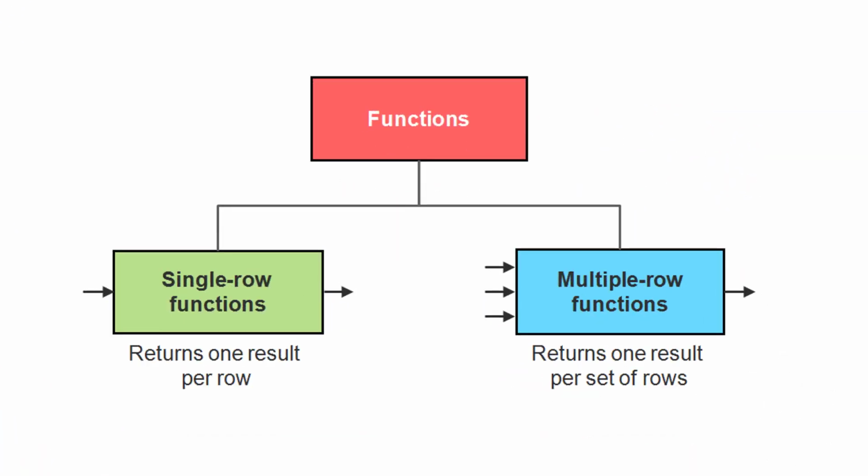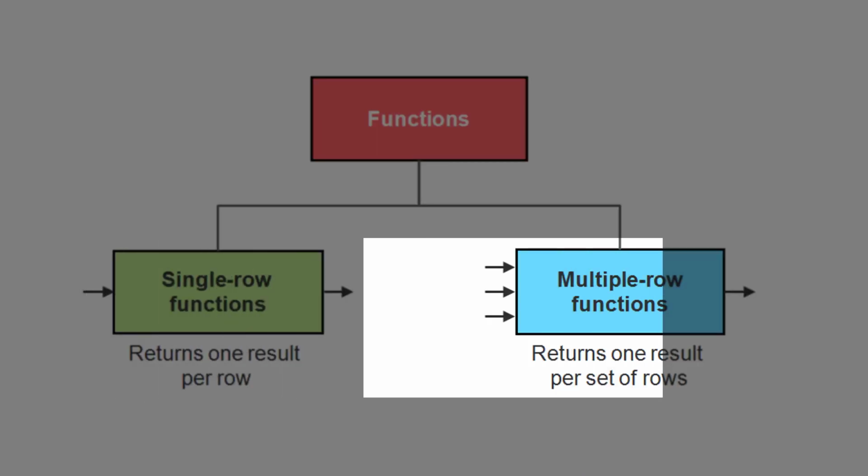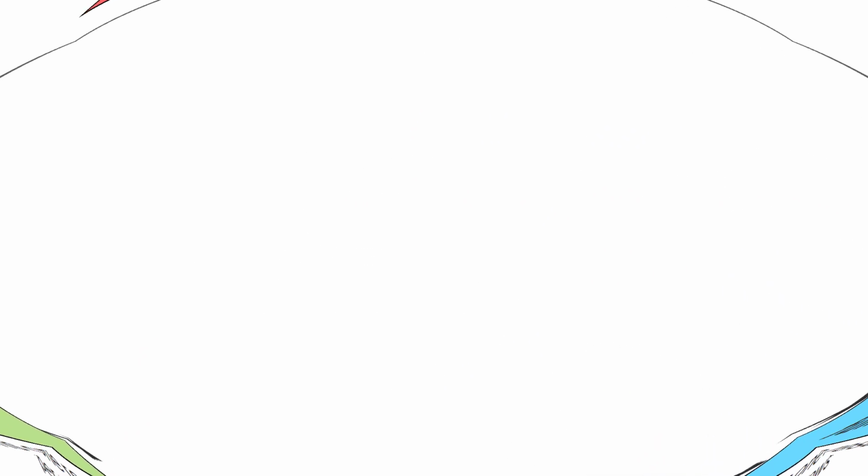Functions are a very powerful feature of SQL. SQL functions sometimes take arguments and always return a value. There are two types of functions: single row functions and multiple row functions. Single row functions operate on a single row only and return one result per row. There are different types of single row functions.